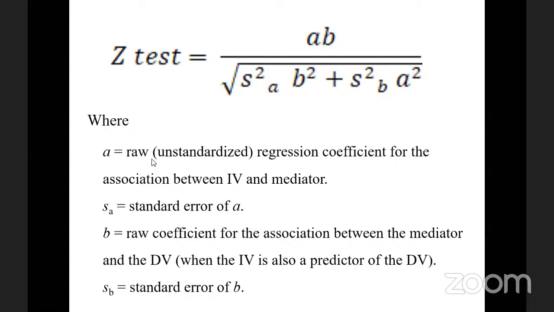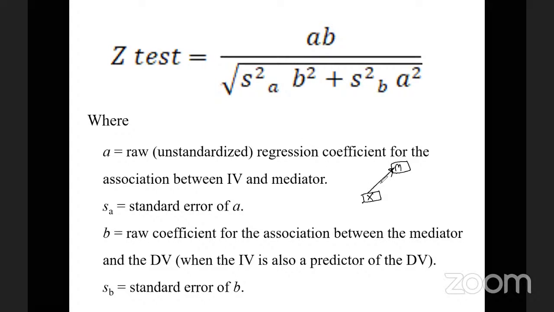Here, A means the unstandardized regression coefficient for the association between the independent variable and the mediator. So what does it mean? Here this is my independent variable and this is the mediator. So what is A?